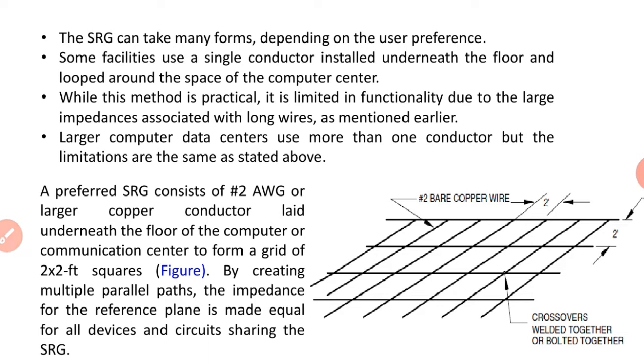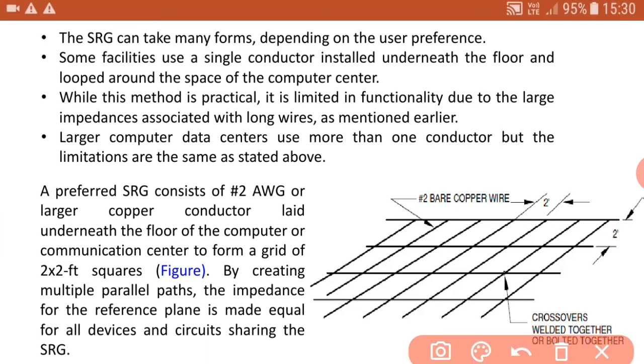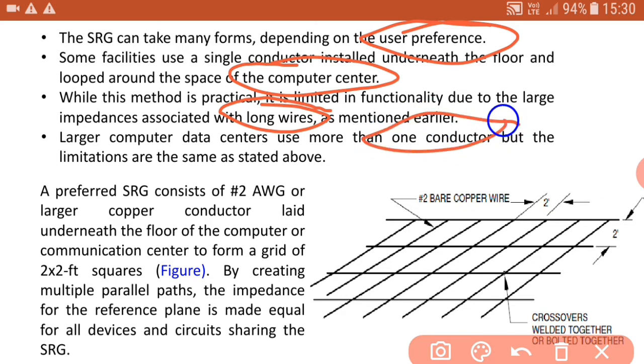The signal reference ground can take many forms depending on the user performance. Some facilities use a single conductor installed underneath the floor and looped around the space of the computer center. While this method is practical, it is limited in functionality due to the large impedances associated with long wires, as mentioned earlier. Larger computer data centers use more than one conductor, but the limitations are the same as stated above.